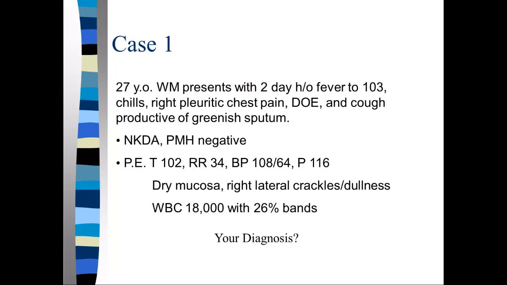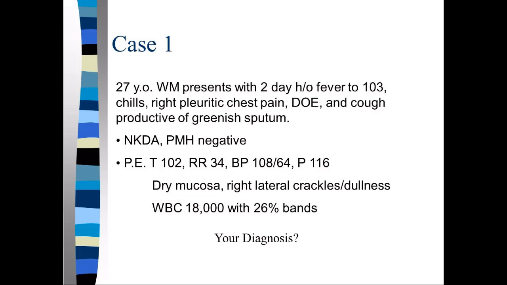But so, a young patient who presents with a 2-day history of fever to 103, chills, right pleuritic chest pain, dyspnea on exertion, cough productive of greenish sputum, and has a high fever, 102, tachypnea, tachycardia, and has some findings on physical examination that are, I think, pertinent positives, marked leukocytosis and bandemia. So what are we dealing with here?